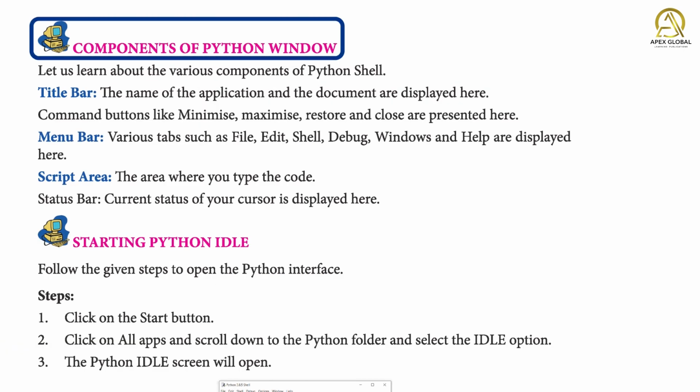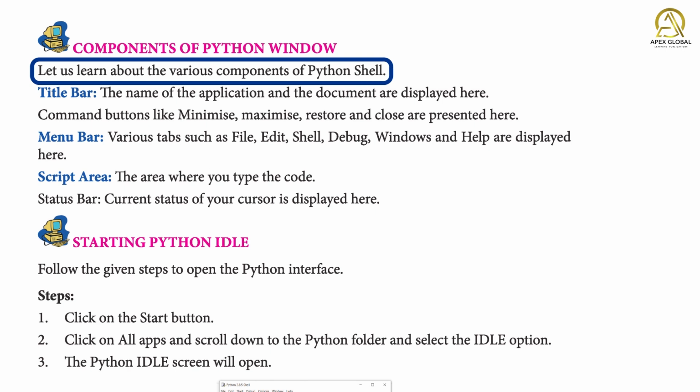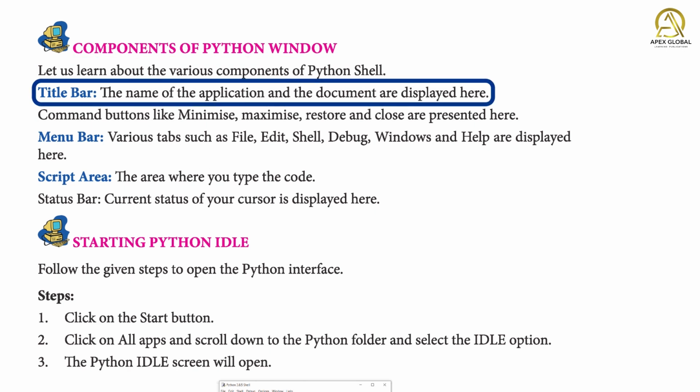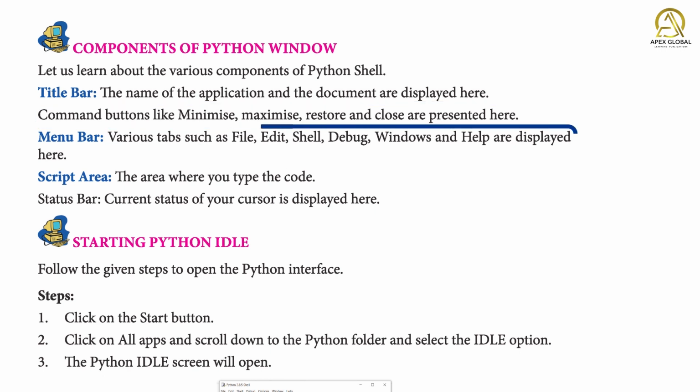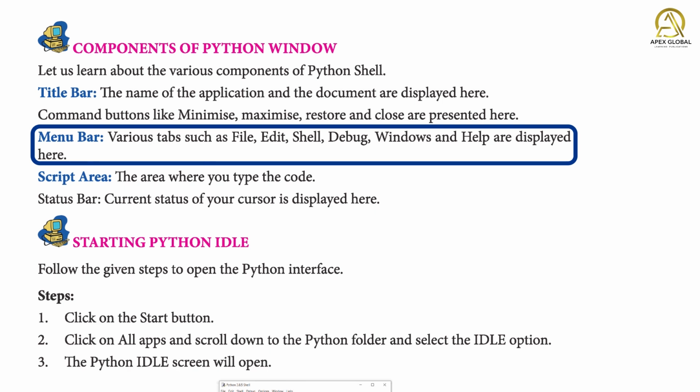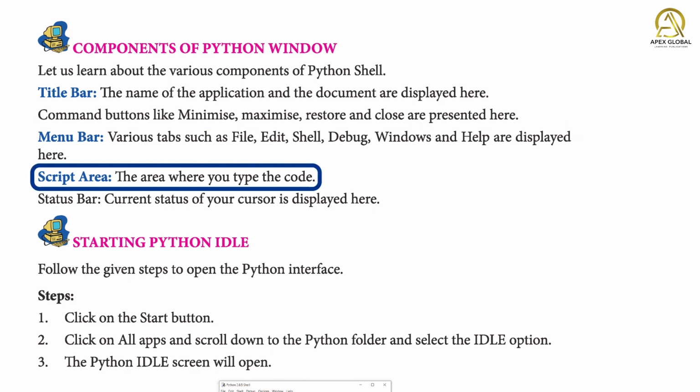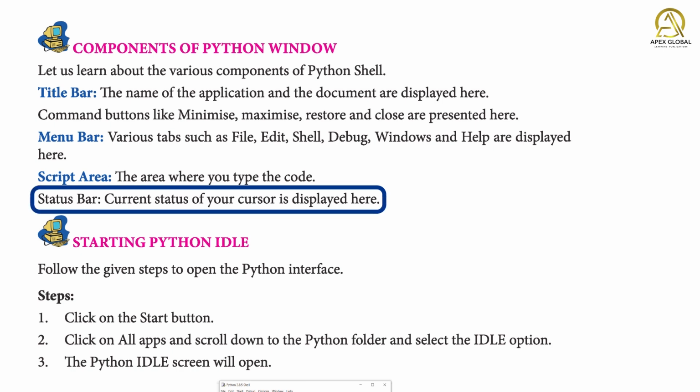Components of Python window. Let us learn about the various components of Python shell. Title bar. The name of the application and the document are displayed here. Command buttons like minimize, maximize, restore and close are presented here. Menu bar. Various tabs such as File, Edit, Shell, Debug, Windows and Help are displayed here. Script area, the area where you type the code. Status bar, current status of your cursor is displayed here.